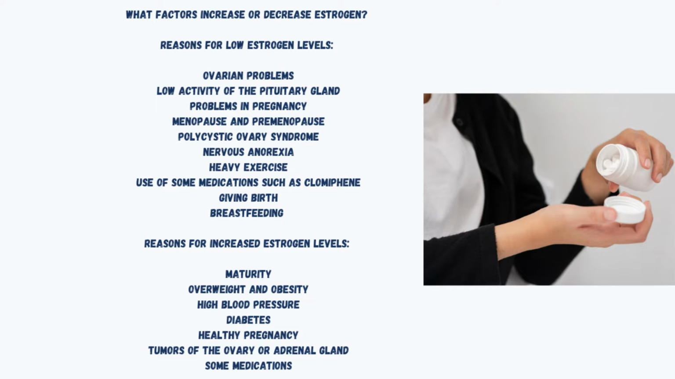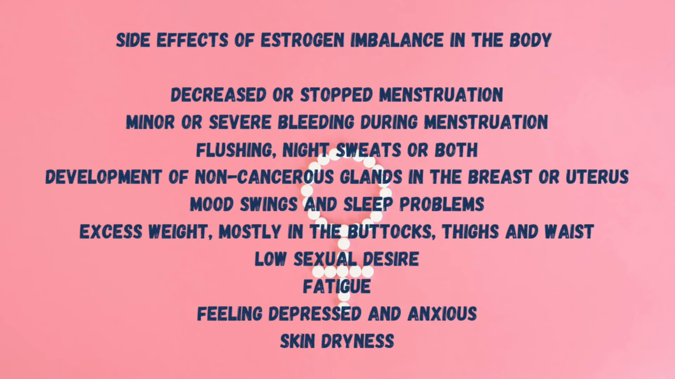Maturity. Overweight and obesity. High blood pressure. Diabetes. Healthy pregnancy. Tumors of the ovary or adrenal gland. Some medications. Side effects of estrogen imbalance in the body. Decreased or stopped menstruation. Minor or severe bleeding during menstruation. Flushing. Night sweats or both.